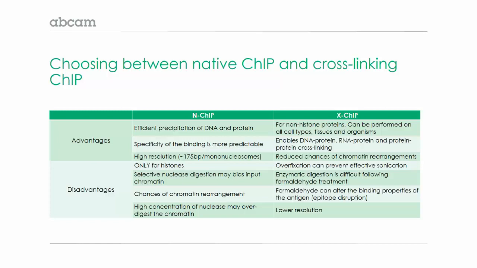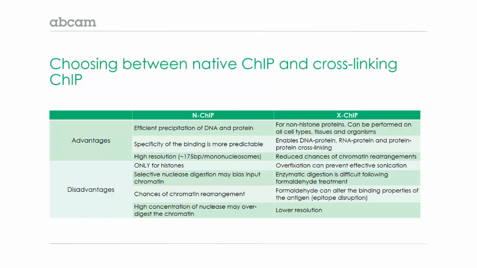get with sonication. The disadvantages of native ChIP include the fact that it's only for histone proteins because the DNA is tightly interacting with these proteins. If you want to do ChIP of transcription factors, since their binding to DNA is not strong, you'll have to cross-link to ensure the protein-DNA interaction remains intact.